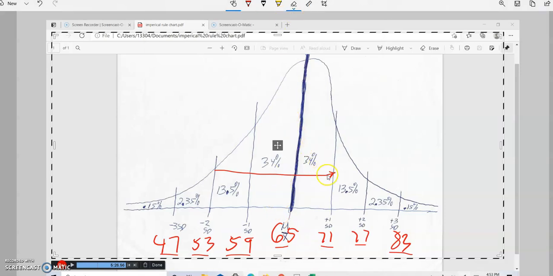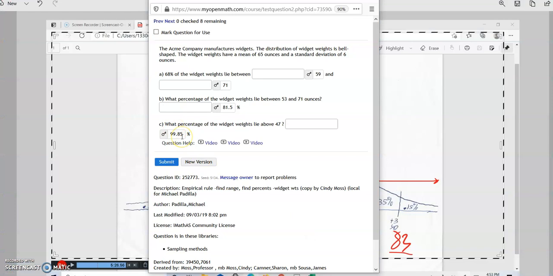So let me get rid of this. So above 47, so you would start here and go all the way to the end. Or, as you know, this entire thing is 100%, right? What's 100% minus 0.15%? Because that's all that's not included. Or you could go ahead and add all these up. Whichever one you want to do. It's quicker to just say 100% minus 0.15%. And of course, that answer is 99.85%. And that will close the book on empirical rule here.